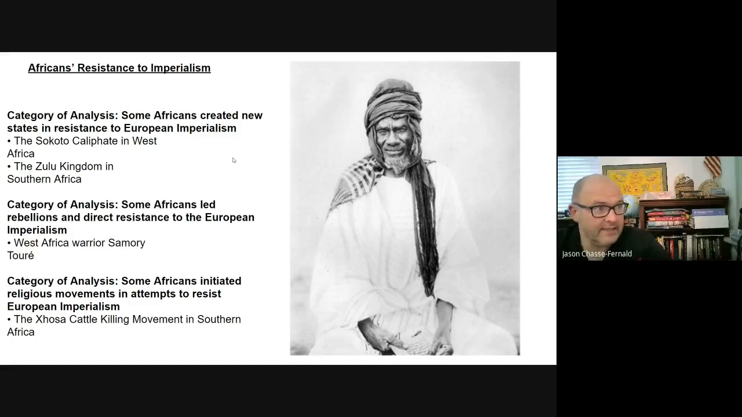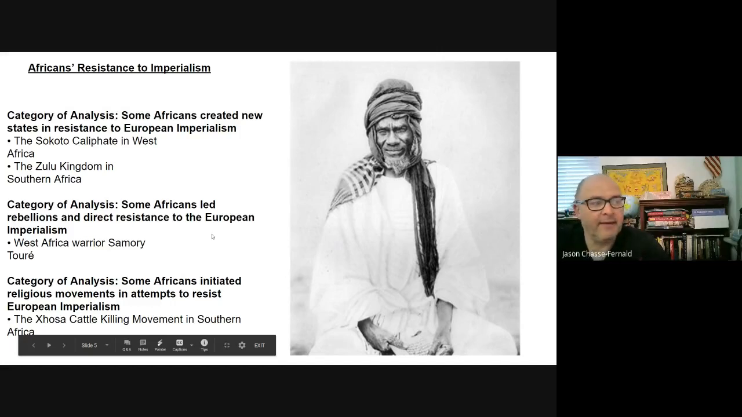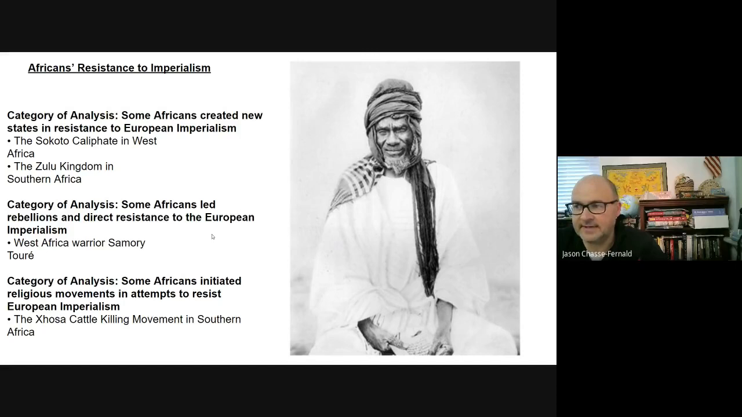So 1, some Africans created new states in resistance to European imperialism, and you could use the Sokoto Caliphate in West Africa. It's northwest Nigeria, modern day, to give you an idea of geographically where it is located. Or you could also use the Zulu kingdom in South Africa, the northern part of South Africa as well. All right. Some Africans led rebellions and direct resistance to European imperialism. Direct resistance is a very common form of indigenous response to European imperialism. So, most of the African examples of resistance movements that you have as project options are going to fall into this category. It is a very commonly applied category of analysis.